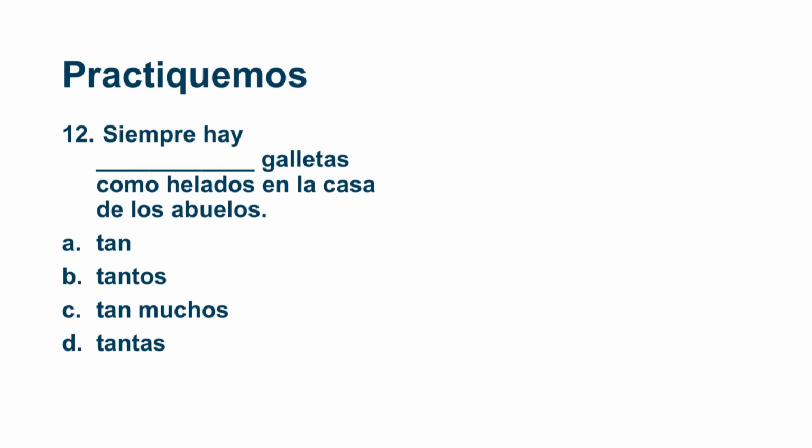In the following example, we are going to say that in grandparents' house, there are always as many cookies as ice creams. So we know that we can use tan. Tan muchos doesn't make any sense, doesn't even exist. So we are left with the option tantos or tantas. Galletas is a feminine word, so this adjective has to agree with galletas. Siempre hay tantas galletas como helados en la casa de los abuelos.